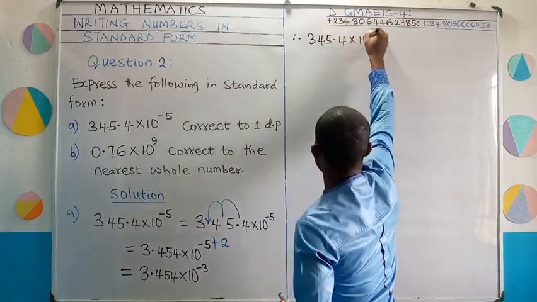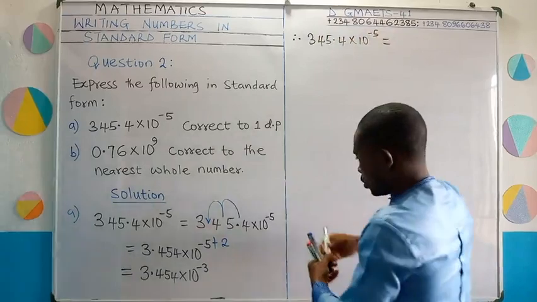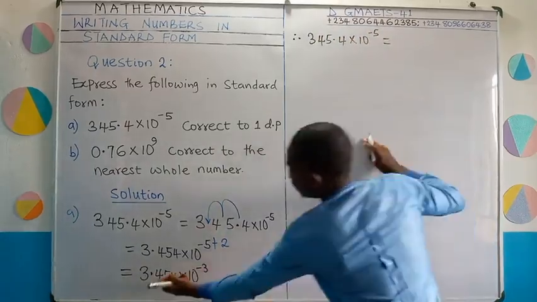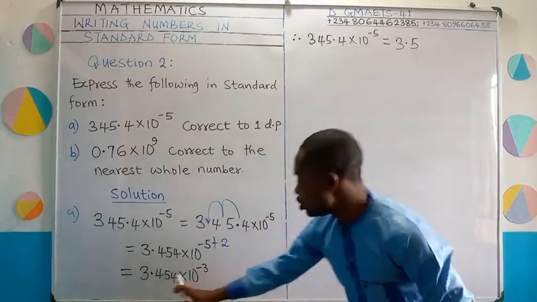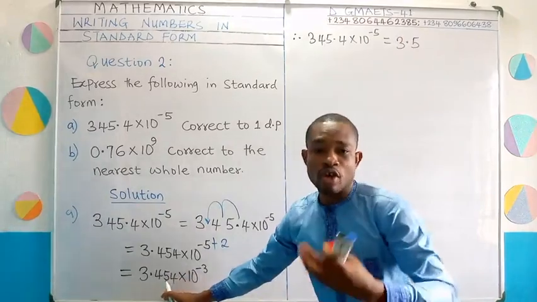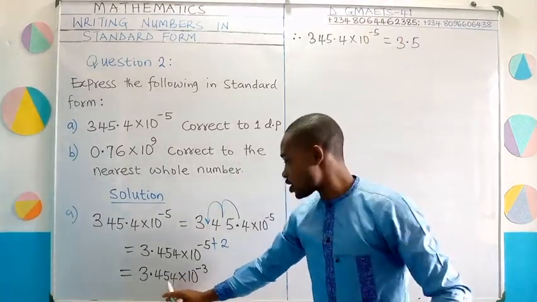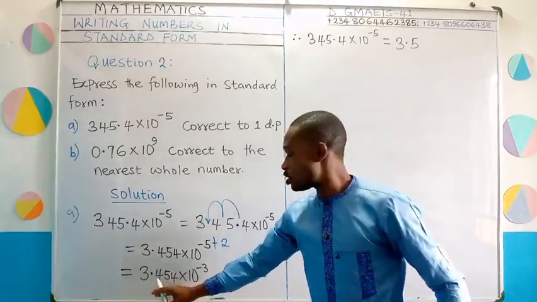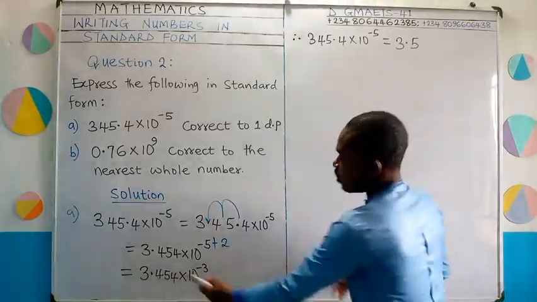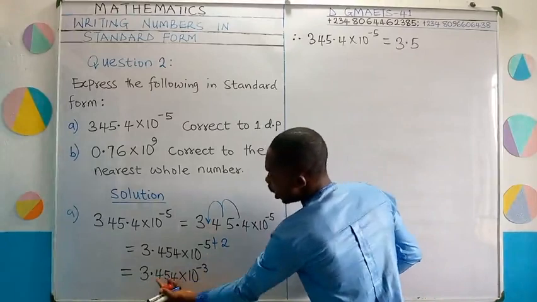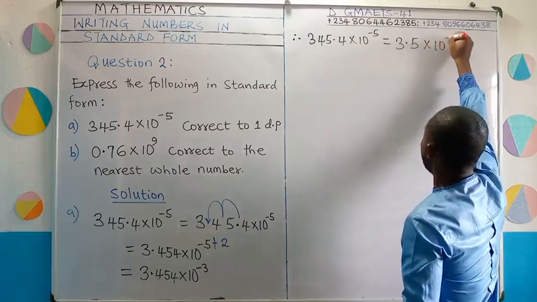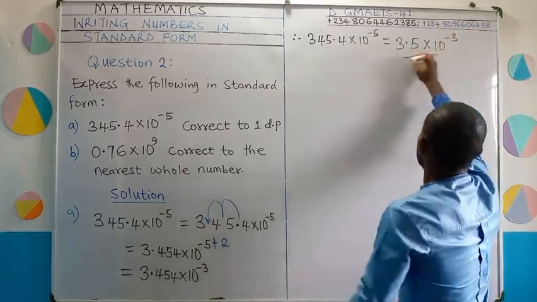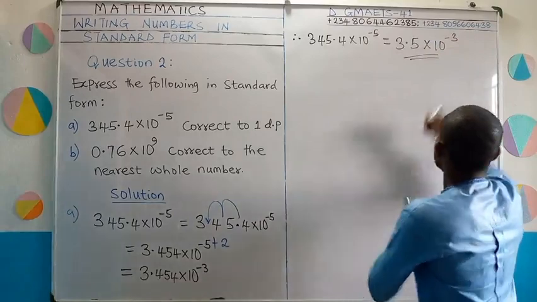345.4 times 10 raised to power minus 5 is equal to 3.5, because you round off, which of course is a rounding up process from this hundredths digit to the tenths digit. If you round up this 4, it's simply to add 1 to this 4, you get 3.5. Then times 10 raised to power minus 3. And this is my answer.